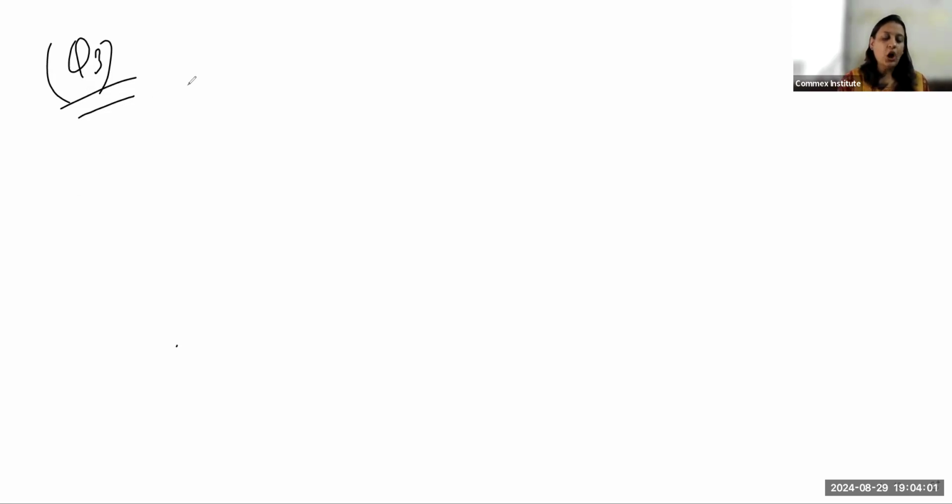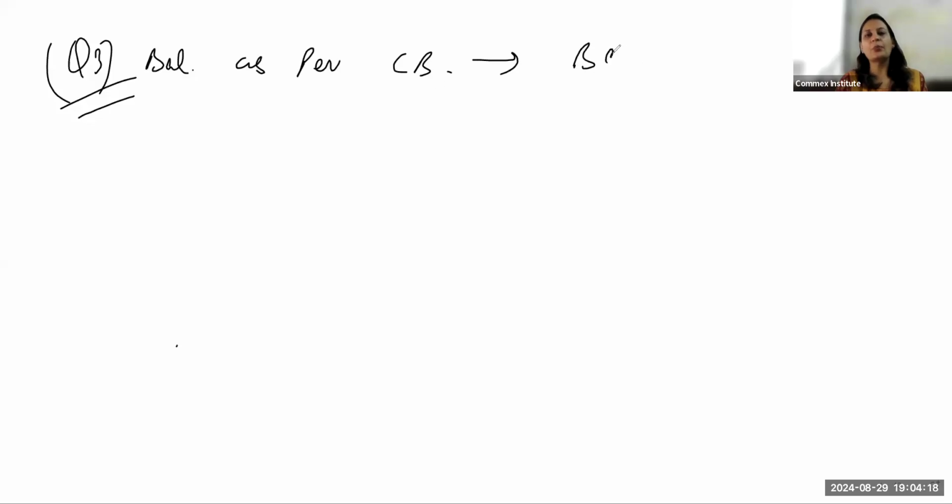Question 3. On 31st December 2023, bank column of the cash book of Gurman. Now, bank column of cash book. That means, again, we have been given the balance as per cash book. And we have to move to balance as per passbook. So, we are moving from cash book to passbook again. This is what we have to find out. So, this is given to me as 12,000. ये cash book का balance है.